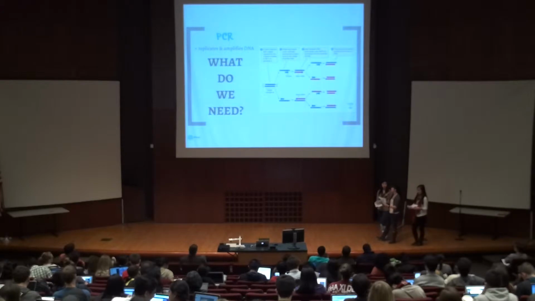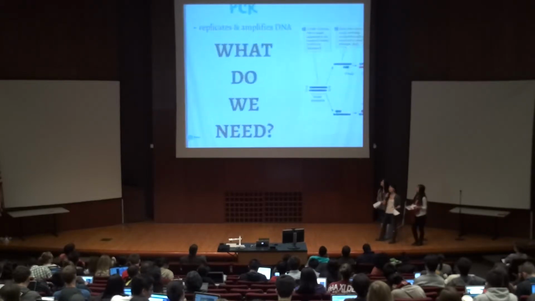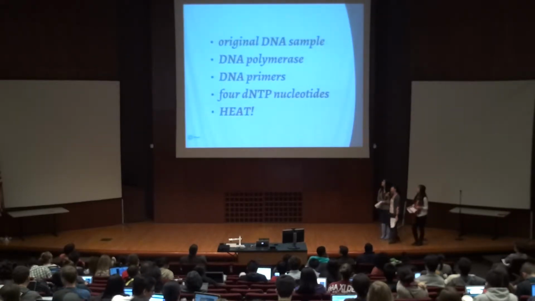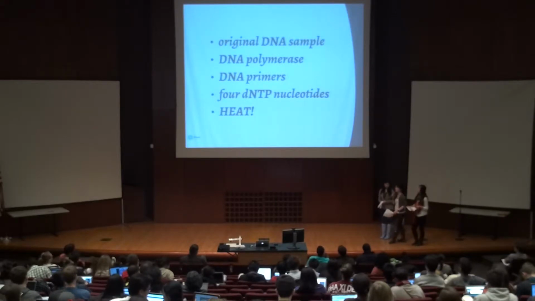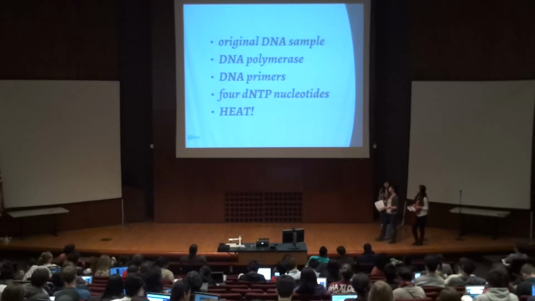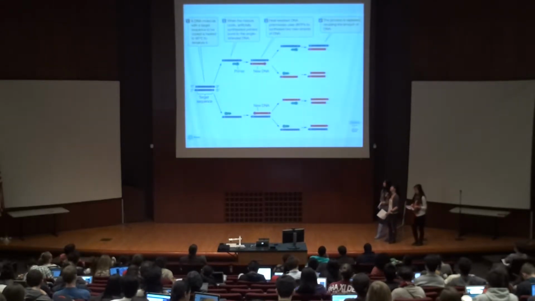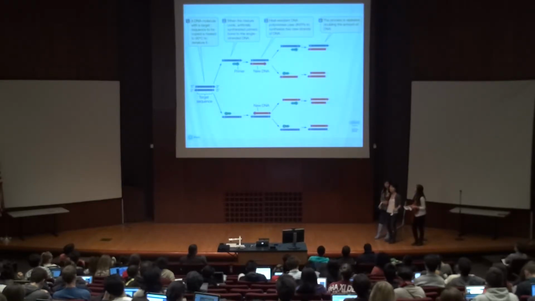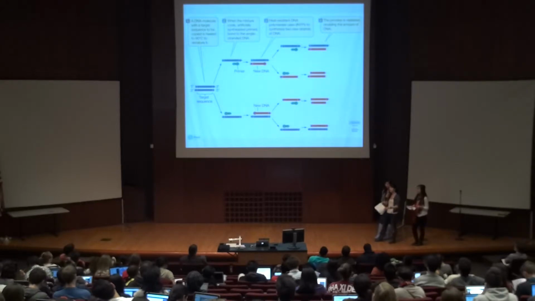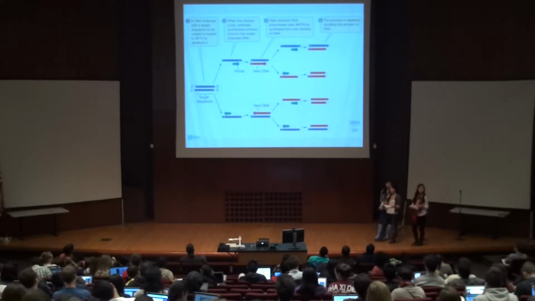To do this, we needed DNA polymerase to synthesize the reaction, the original DNA sample, the DNA primers, which are complementary to the flanking sequence, the 4 deoxyribonucleotides, and heat. The heat was applied at different temperatures depending on the conditions. First, it was at 90 degrees to denature the DNA, and then it was decreased to about 50 to 60 degrees to allow the primers to attach, and then it was increased to the optimal temperature for the DNA polymerase.